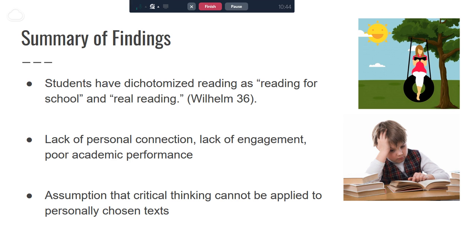Because of this dichotomization, students and some professors were holding the assumption that critical thinking can only be applied to texts that are chosen in school, that it can't be applied to texts chosen outside of school, like maybe Hunger Games or Twilight or Harry Potter or things like that. That critical thinking can't be applied to those because you don't read those in school. Those are fun texts that don't have deep literary themes in them.